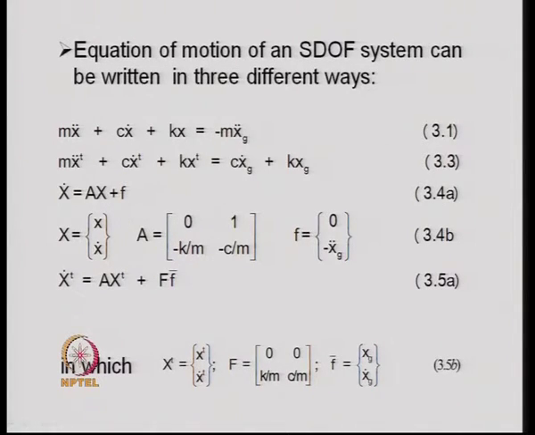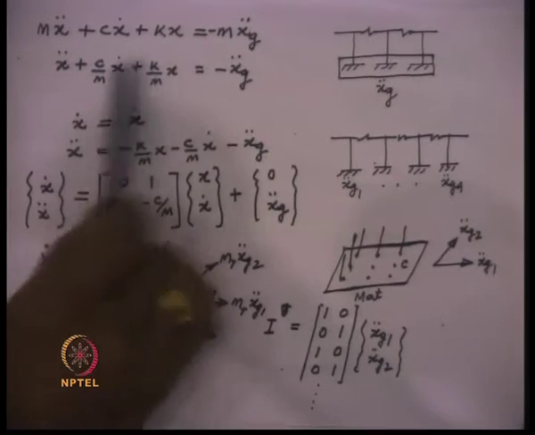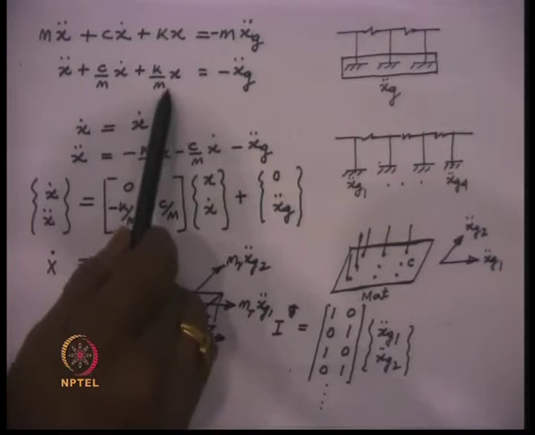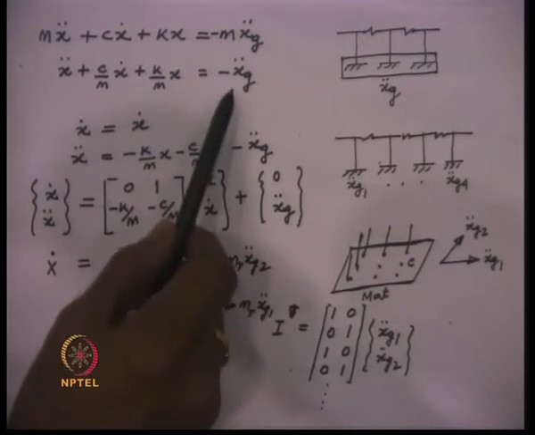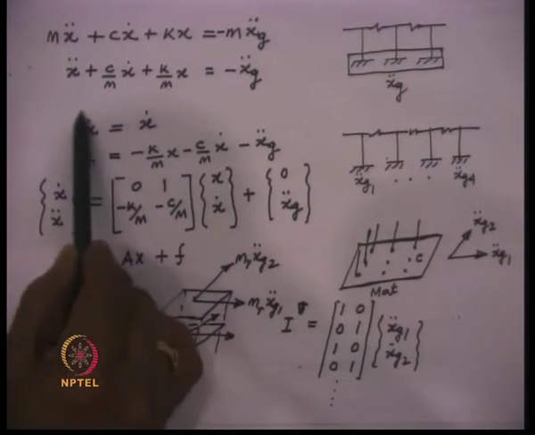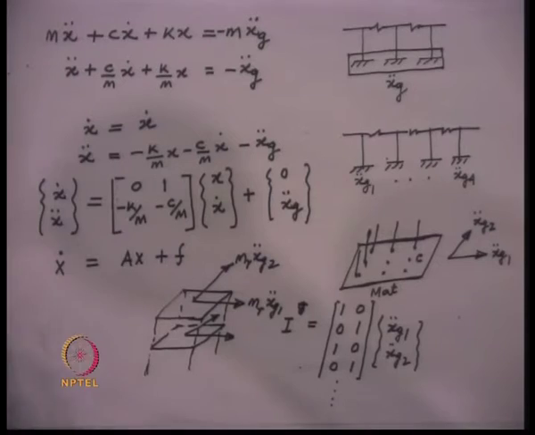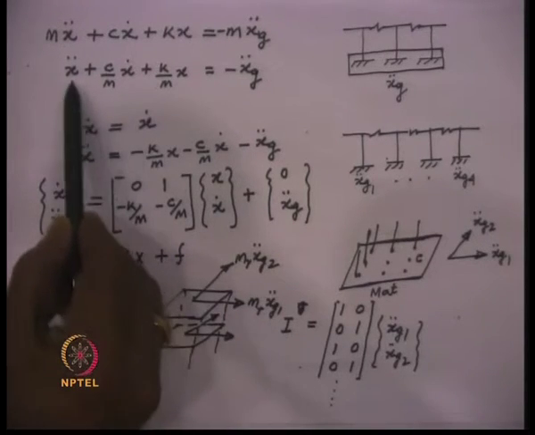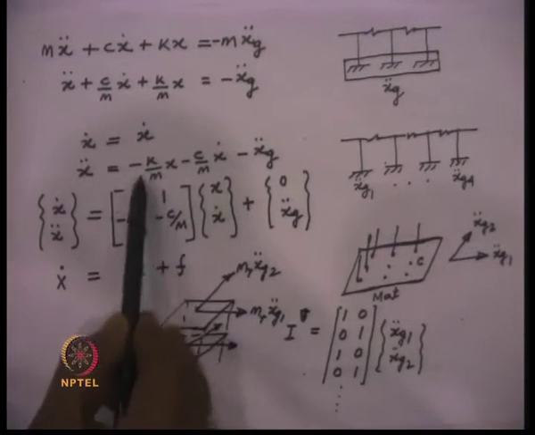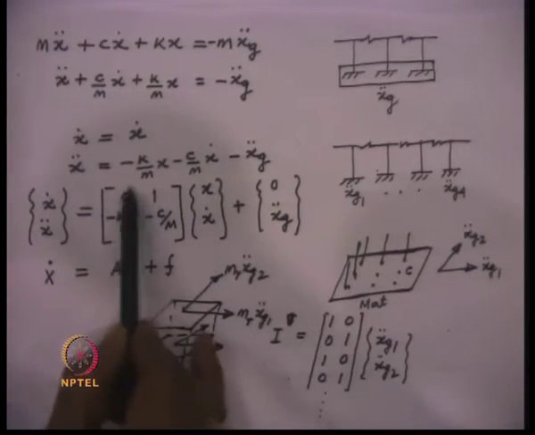For that, what we do is divide the original equation by m. We have c by m and k by m instead of c and k, and m on this side vanishes. Then you write down an equation which is a redundant equation, x dot is equal to x dot. Then write down this equation in the form that x double dot is equal to minus k by m x, that is, we take both these two terms onto the right hand side and we get an equation like this.